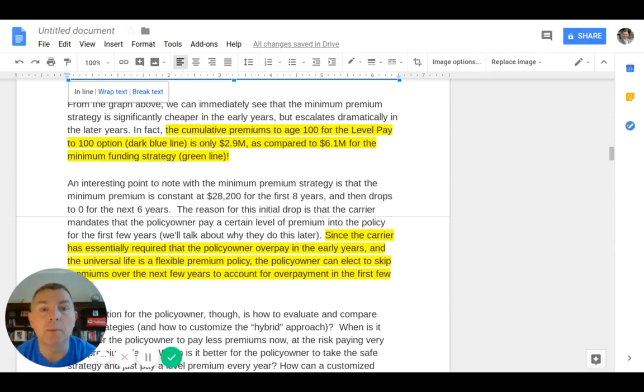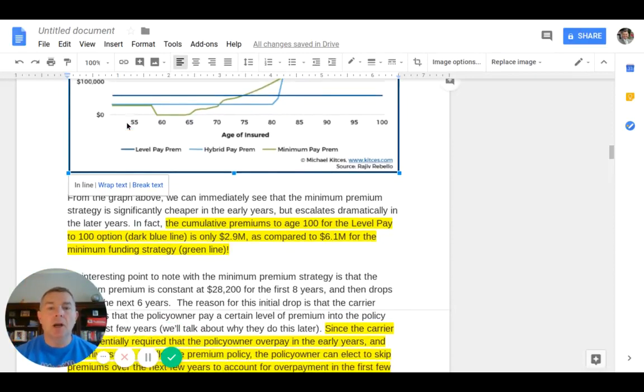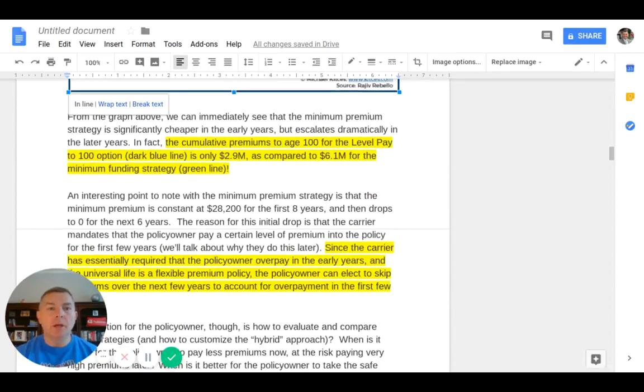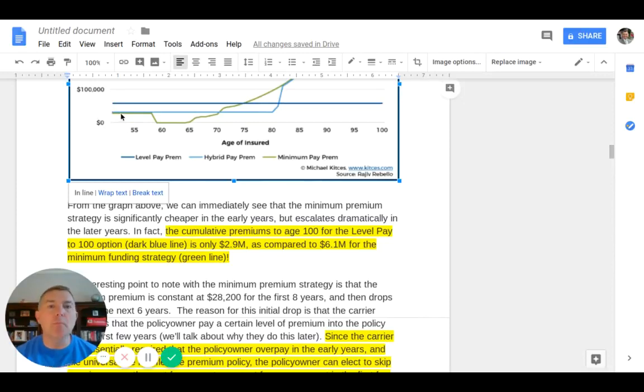Yeah, so the premiums are $28,200 up here, my friends. So I'm just showing you the chart if you're on the podcast. For the level pay is $28,200 initially. An interesting point to note is that with a minimum premium strategy, the minimum premium is a constant. Okay, I'm sorry. So this is $28,200 for the minimum premium, and then it drops to zero, and then it starts going up again after about 10, 11 more years.